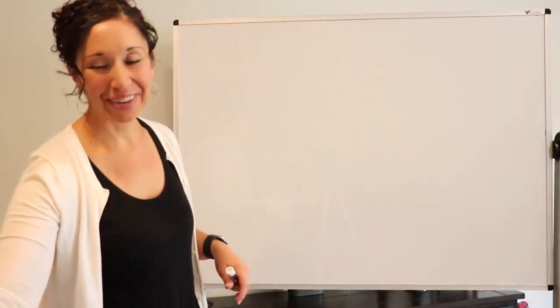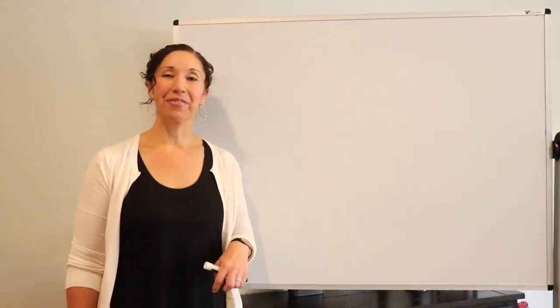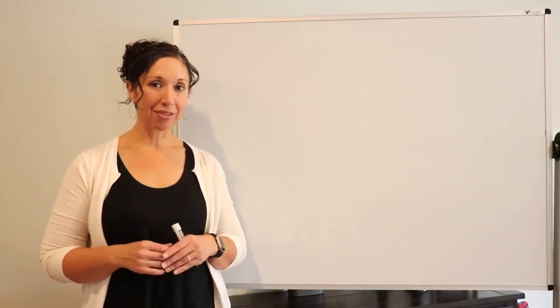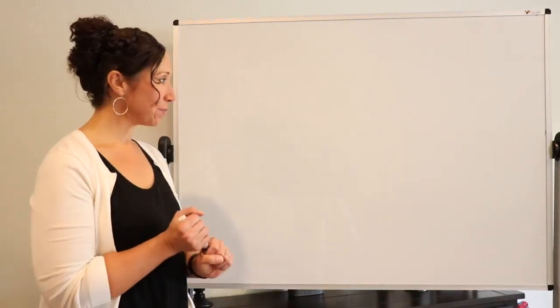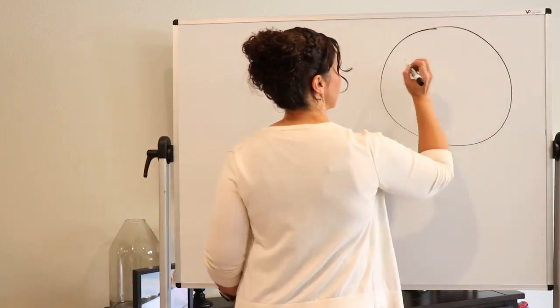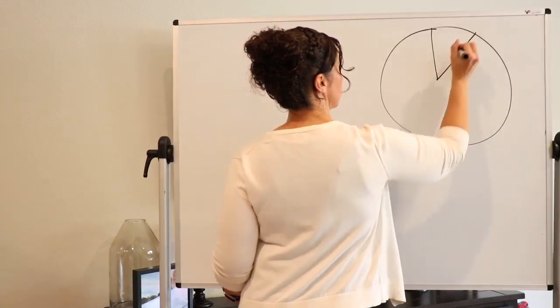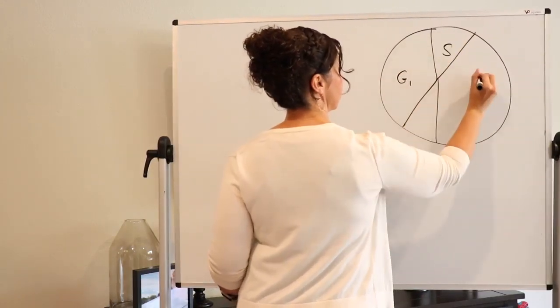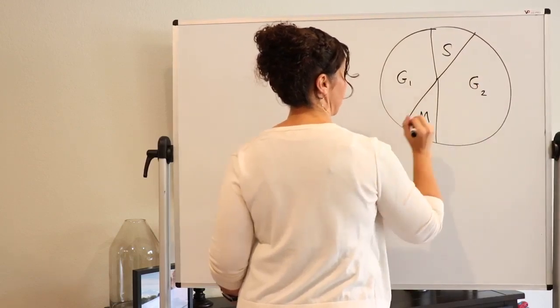Hi, all right, we left off talking about the cell cycle and specifically how it relates to mitosis. So let's pick up where we left off. We drew out a cell cycle and we had something like this. We had our G1, we had S, G2, and M.